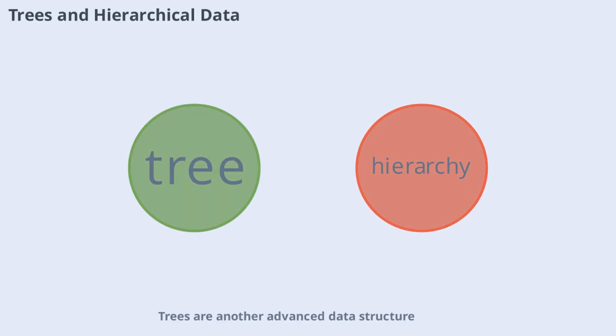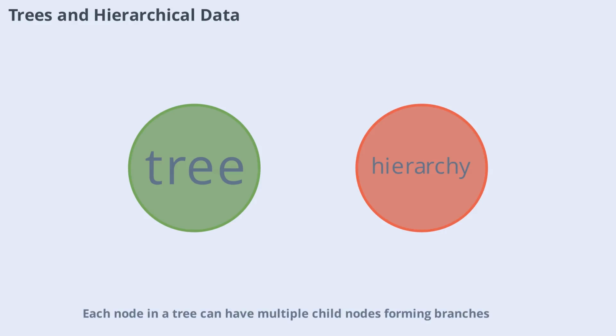Trees are another advanced data structure, ideal for representing hierarchical data like file systems or organizational charts. Each node in a tree can have multiple child nodes forming branches. Trees are used in algorithms for searching, sorting, and organizing data efficiently. Python's flexibility allows you to implement various types of trees, such as binary trees or decision trees.